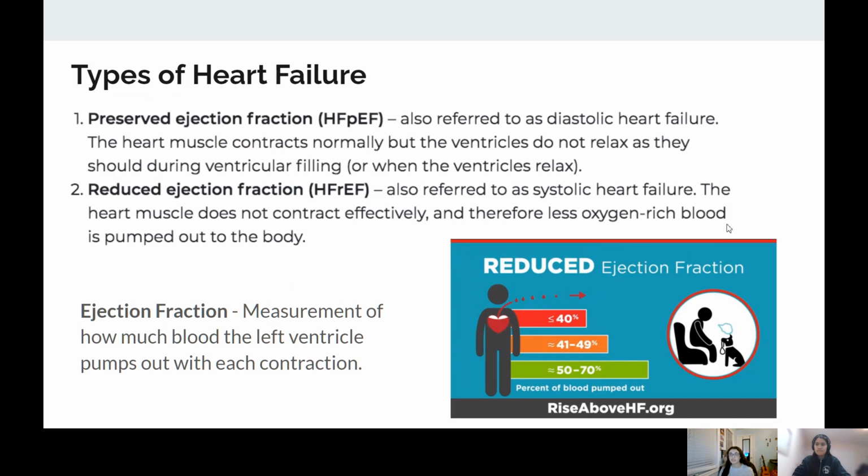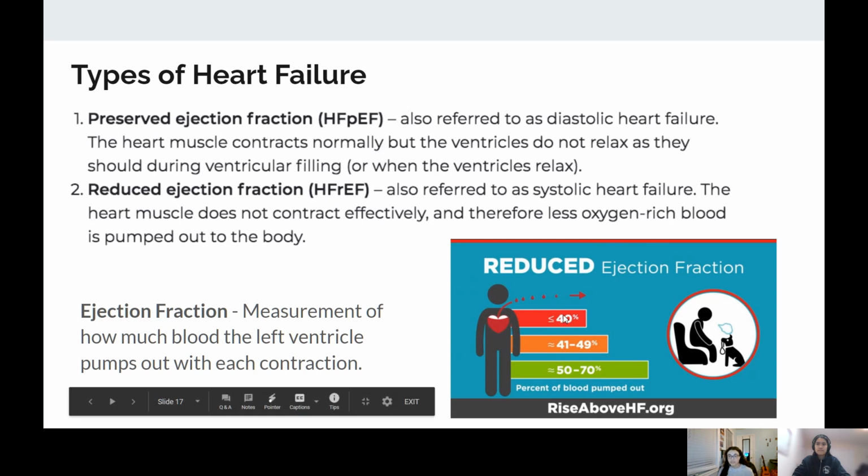That percentage can be measured through an echocardiogram, and the doctor can then use it as a tool to further diagnose what type of heart failure you have. There are two types. There's a preserved ejection fraction, which is also the diastolic heart failure. If you recall, that's when the ventricle is not relaxing enough because the heart muscle has become stiff. For reduced ejection fraction, that's the systolic heart failure, and that's when the left ventricle muscle has thinned and weakened, so it's not pumping out enough blood to the body.